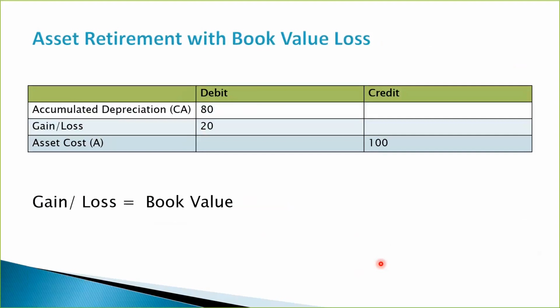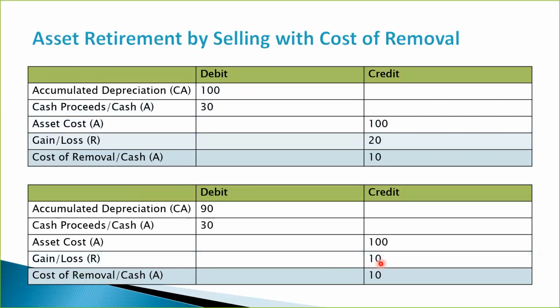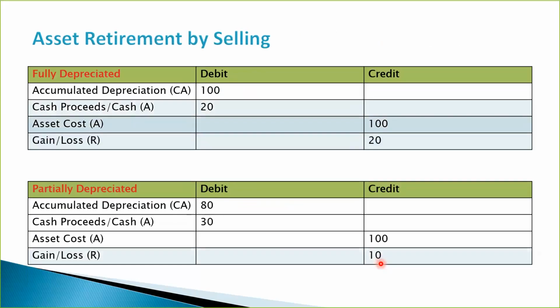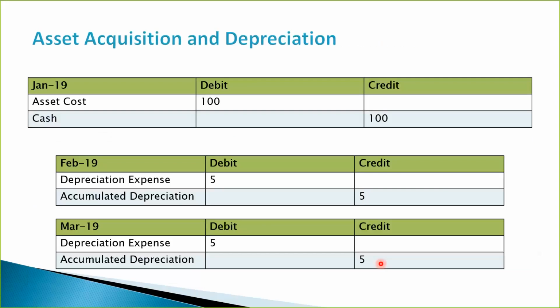And we have also understood the concept of gain and loss, and how gain and loss can come from various things such as proceeds of sale, cost of removal, and book value loss. And that is going to help us understand why we had those gain and loss fields under the natural accounts when we looked at that window in Oracle. So that's what we wanted to understand for this session.